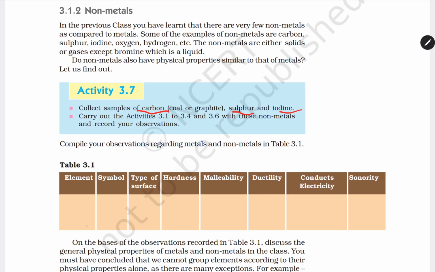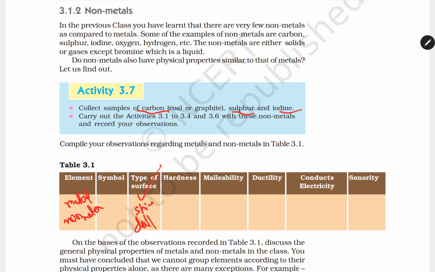So here you can write the element and symbols, and the type of surface if you observe. If it is shiny, it is a metal. If the surface is dull, then you have to say it is non-metallic. Coming to lustre, if it is shiny, it becomes a metal. If it is dull, then you need to say it is a non-metal.